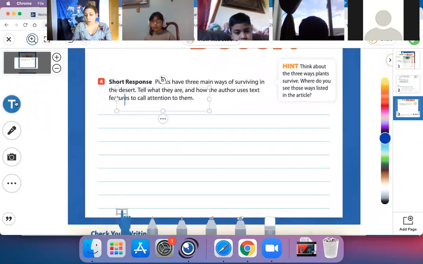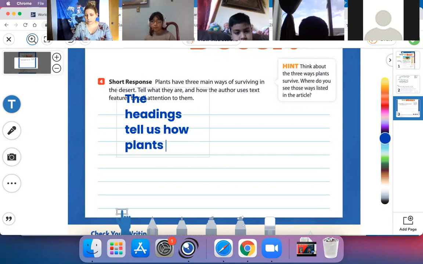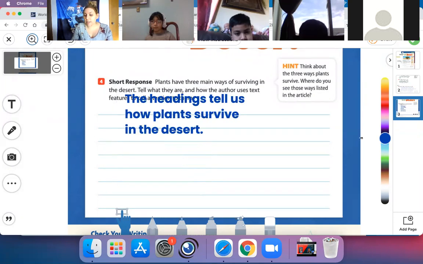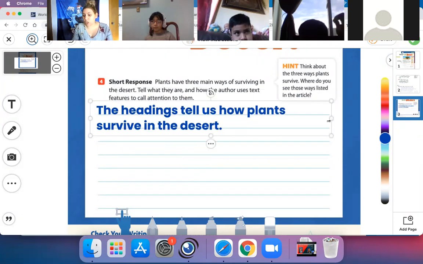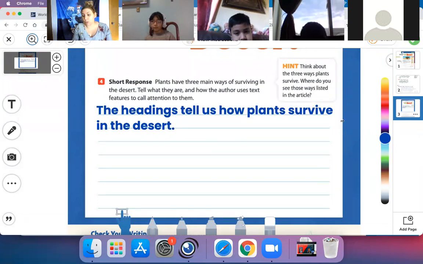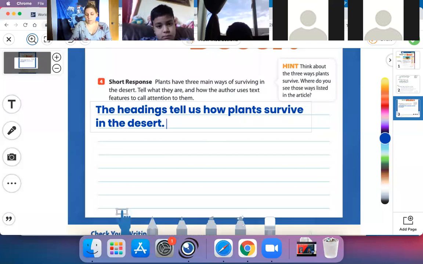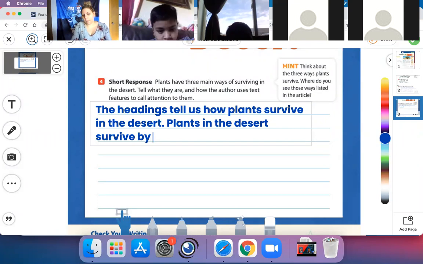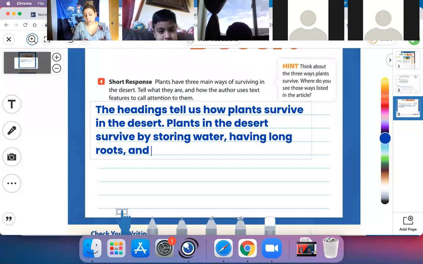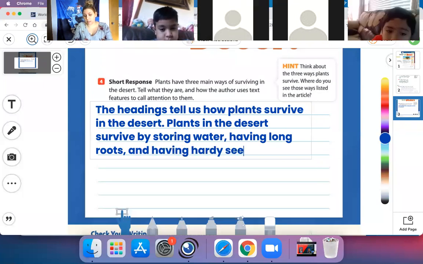So we are going to write the headings tell us how plants survive in the desert. Oh, Devin, the one on the second page that we skipped is actually the extended response. It's the same one we're doing right now. Thank you for catching that. Plants in the desert survive by storing water, having long roots, and having hardy seeds.